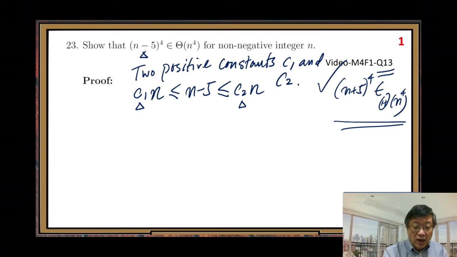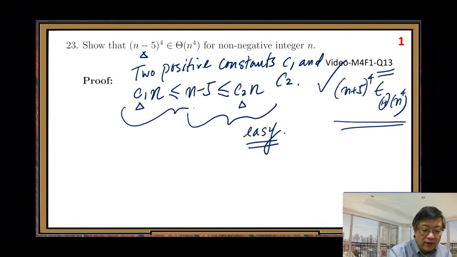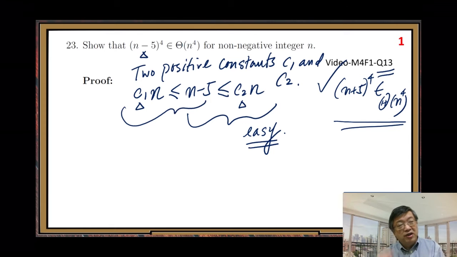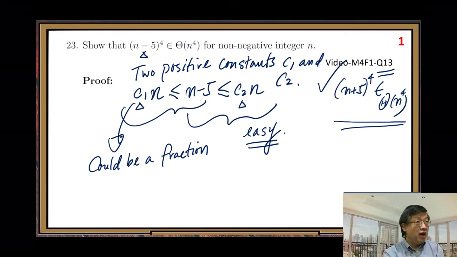All right. So for this part, the C2 part, it is easy. I think you can get it easily. But how about the C1 part? Can you imagine for a certain constant C1, you put it there, and you can find that inequality? So C1 could be a fraction. A fraction number is fine. You're allowed to use a fraction number.